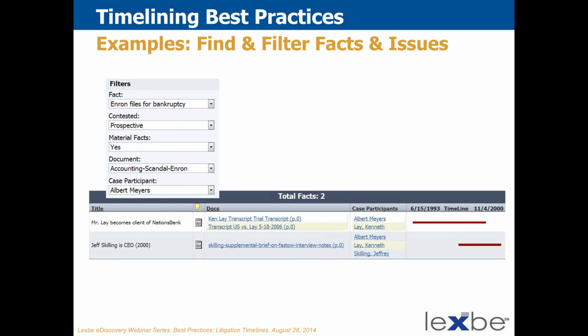Timelining can be very useful for a number of purposes. It helps you prepare and cross key witnesses, and assist in case valuation and settlement negotiations. It helps in client meetings. It helps you prepare and respond to summary judgment and other dispositive motions. And it's a dynamic support for your case facts during trial.